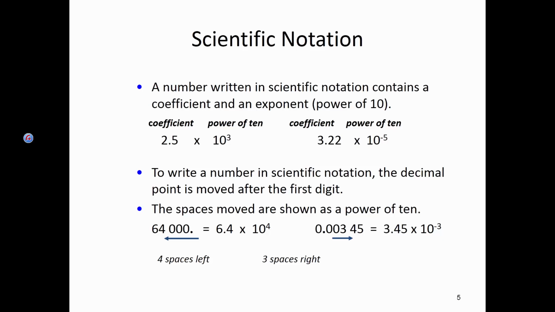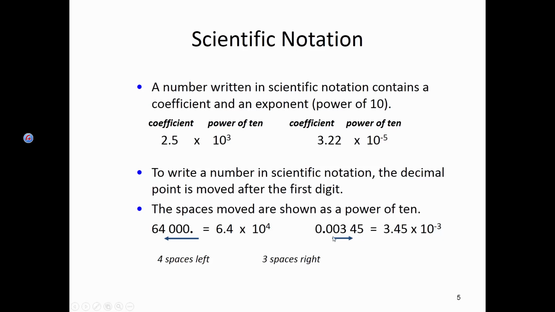In order to change a number to scientific notation, we essentially are moving the decimal point. So let's look at some examples of that. Here we have 64,000, and if we write that in scientific notation, we move the decimal point 1, 2, 3, 4 places. So the power is then the number of places that we move that decimal point. So we write this as 6.4 times 10 to the 4th, because we moved it 4 decimal places.